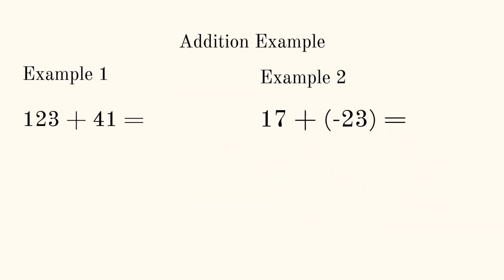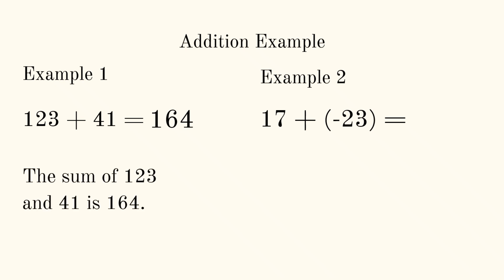Now we're going to go ahead and practice. Example 1. 123 plus 41 equals. If we notice that both of the integers are positive, so all we're going to do is add them together. And 123 plus 41 equals 164. To write this as a verbal expression, we could say the sum of 123 and 41 equals or is 164.